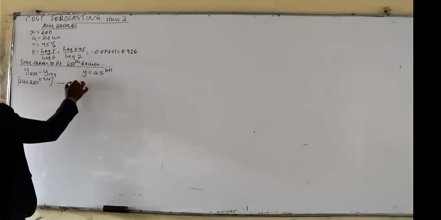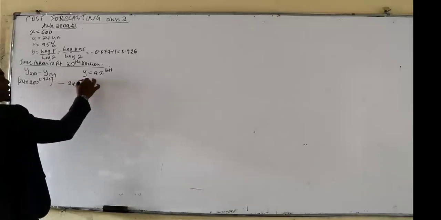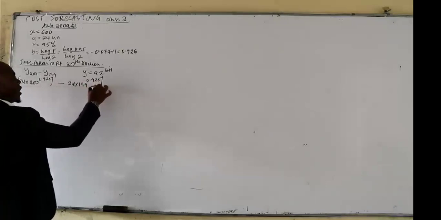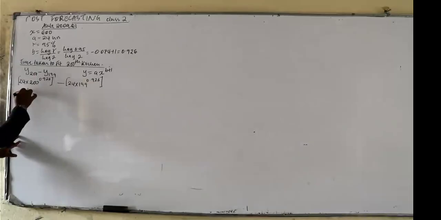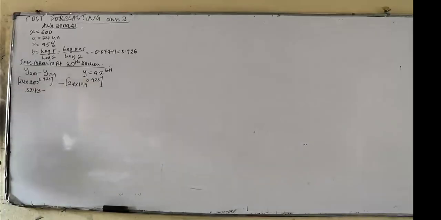So it will be 24 times 199, 0.926. Now give me them separated. Give me for 200. Give me for 199 separated. This one you're getting? 43. Then for 199, get.